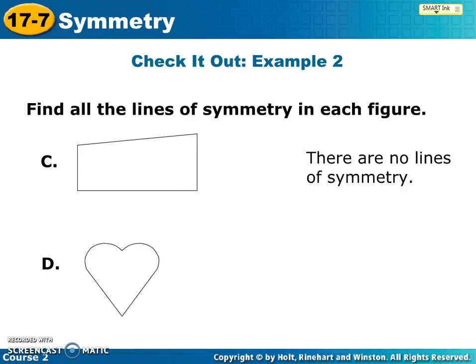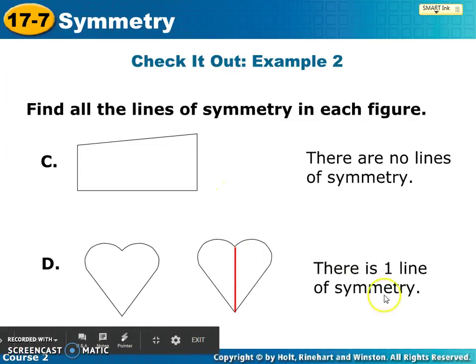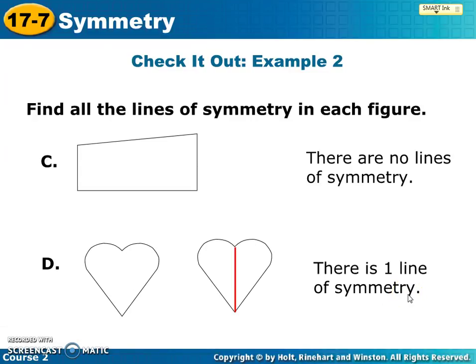Letter D, our heart here. There is one line of symmetry and right down the middle, right? You can fold that down, fold it in half, and we would have then our line of symmetry.